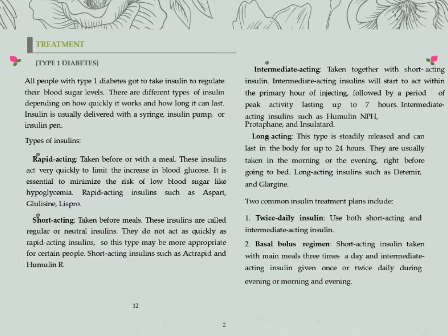And the last one is long-acting insulin. This type can last in the body for up to 24 hours. This insulin should be taken in the morning or in the evening right before going to bed. Other than that, there are two common insulin treatment plans, which are twice daily insulin and a basal bolus regimen.